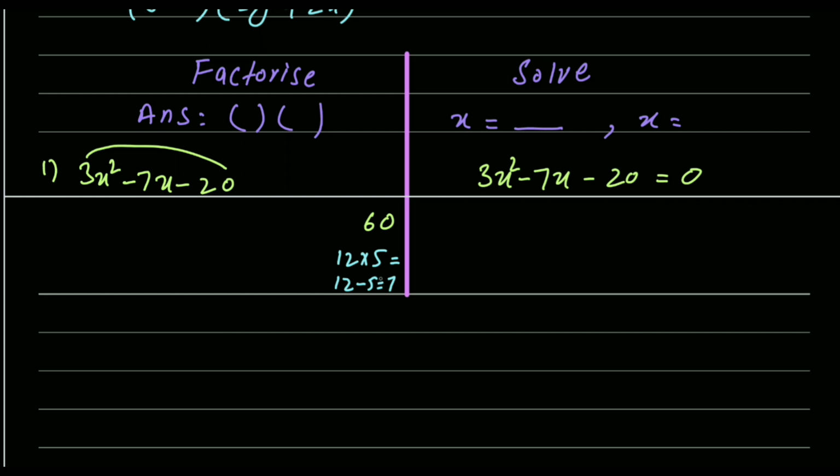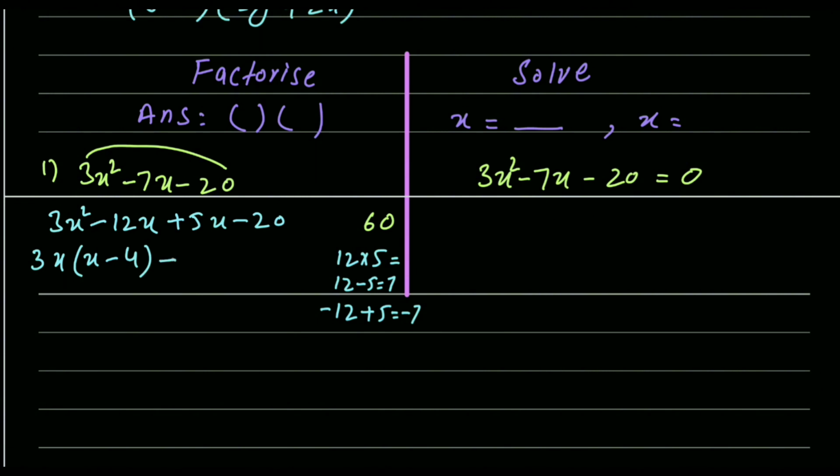So again, as I told you, 7x has a negative sign, so I will flip the signs, minus 12 and plus 5, then we will get minus 7. So 3x square minus 12x plus 5x minus 20, and again take common from the first two terms. 3x is common, x minus 4 is left, plus sign, and then 5 is common, x minus 4 is left inside. x minus 4 in one bracket, 3x plus 5 will be in the other bracket. So this will be the answer of this question.